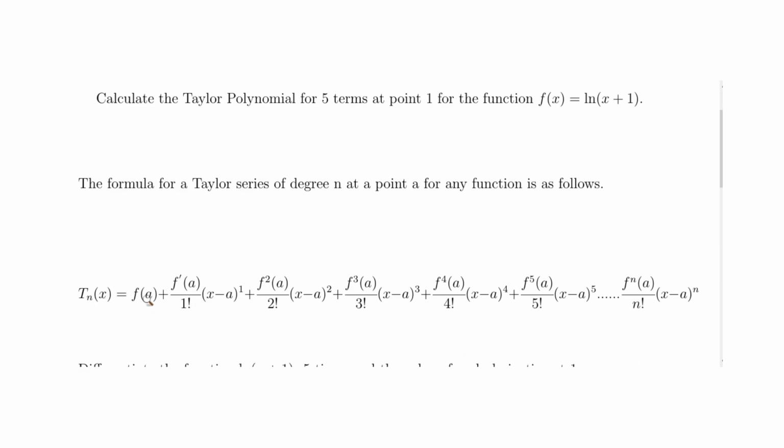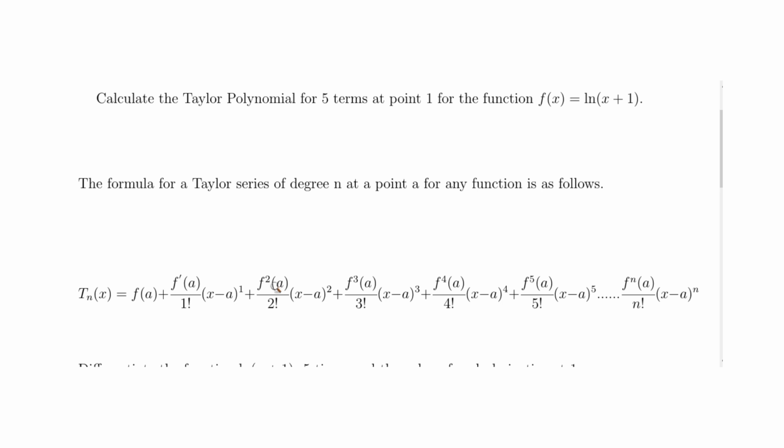f of a, which is the value of the function at point a. Well, in our case a is 1 and n is 5, so T5 of x equals the value of the function at 1. Then we've got the first derivative divided by 1 factorial and x minus a to the power of 1. Well, a is 1, so that's the first derivative at 1 over 1 factorial, x minus 1 to the power of 1, which is just x minus 1.